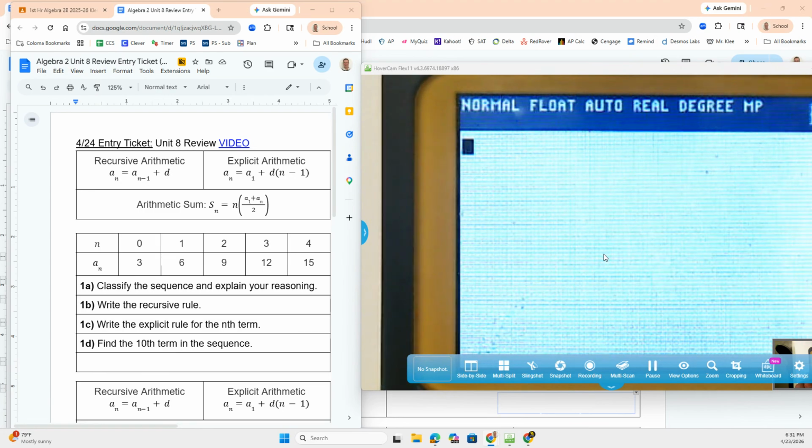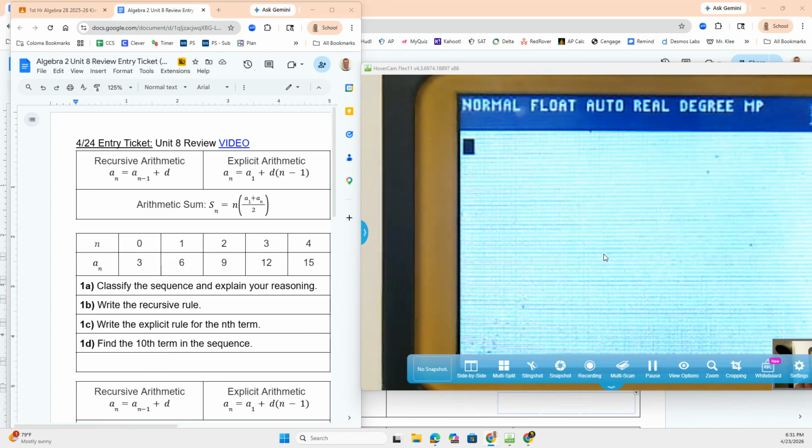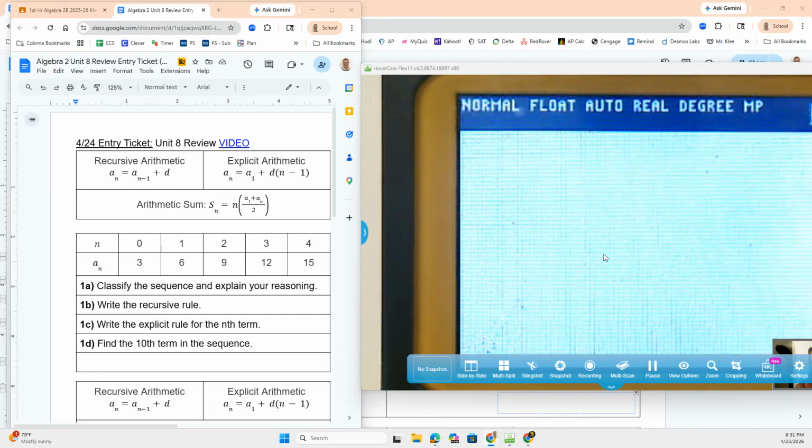Okay, this entry ticket is going to be reviewing our learning target of sequences. So, number one here, ask what type of sequence do we have? And it can be either arithmetic, which is repeated addition, or geometric, which is repeated subtraction. So I'm going to check.